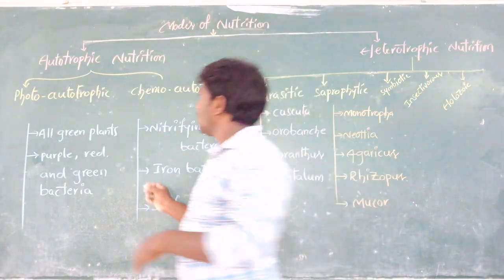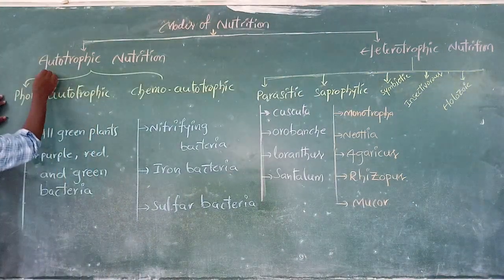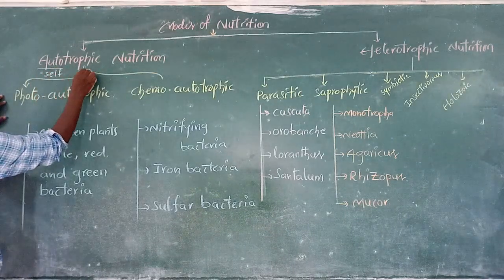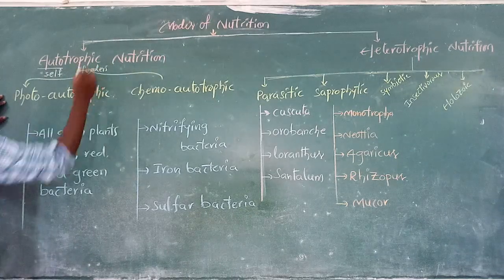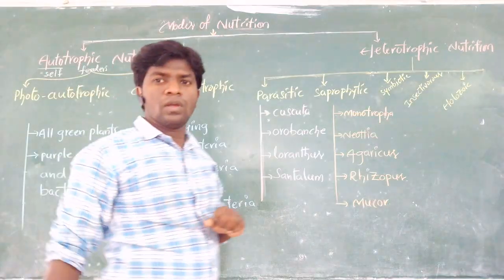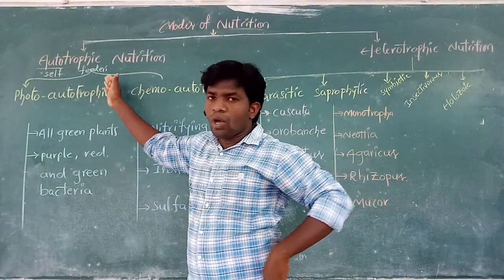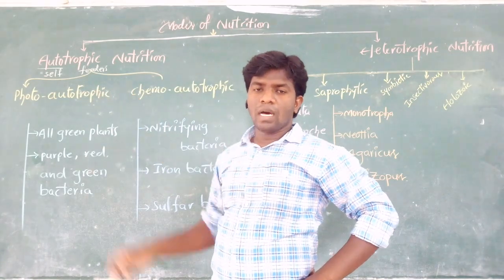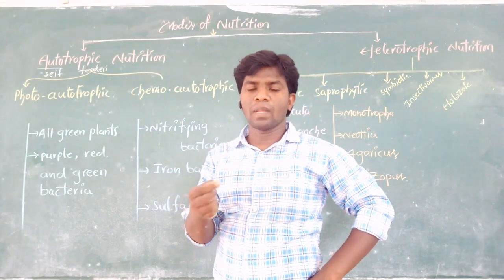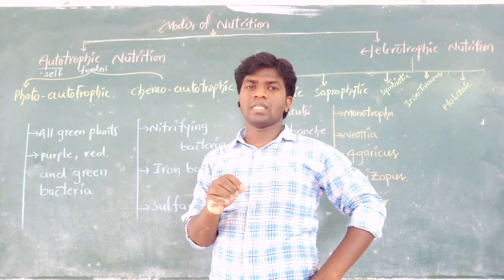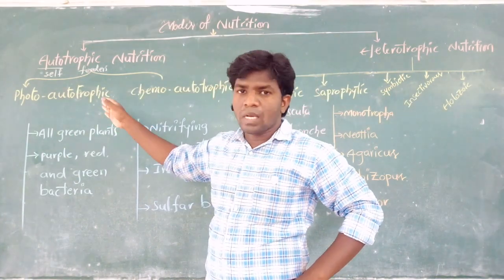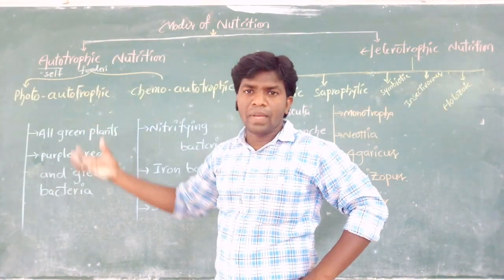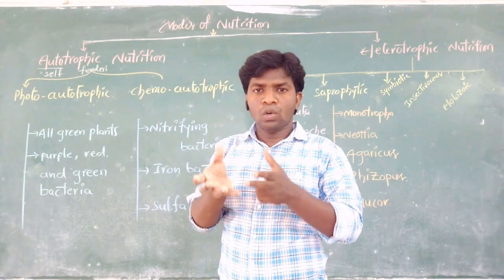Autotrophs means auto, self, trophos, feeders. So, self feeders means autotrophs. The autotrophs prepare their own food by the process of photosynthesis. Auto means self, means own. They will prepare their own food. That's why we call them autotrophs.